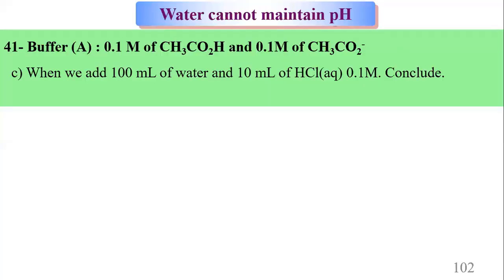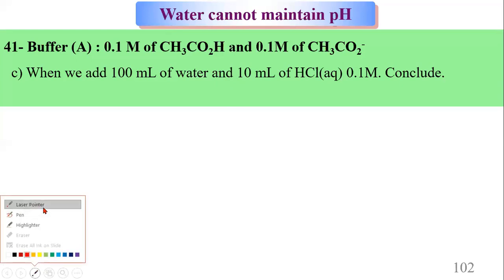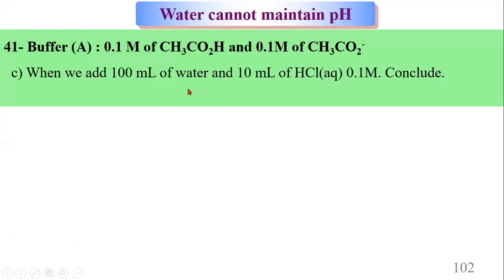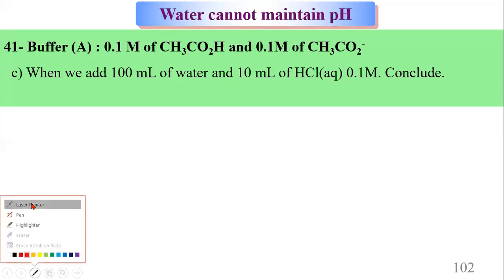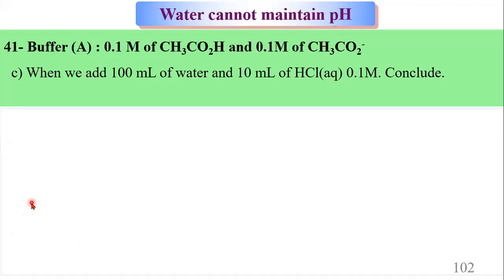So in parts A and B, we saw how a buffer hardly changes its pH value when we add either a strong acid or a strong base. And here is an example where now we're going to add part C. We're going to add 10 milliliters of HCl only to 100 milliliters of water. So we're not adding the HCl to the buffer, we're adding it to pure water. Let's see what happens when we do that.